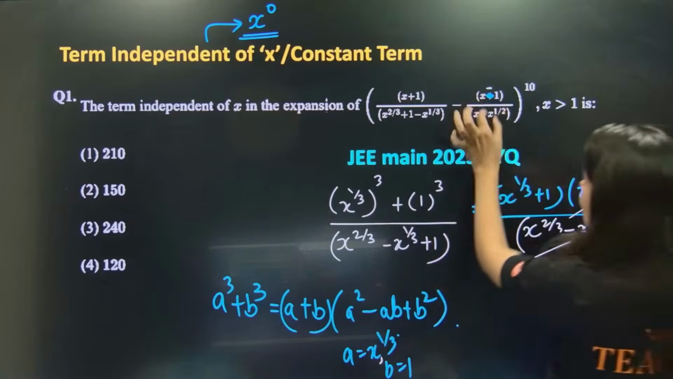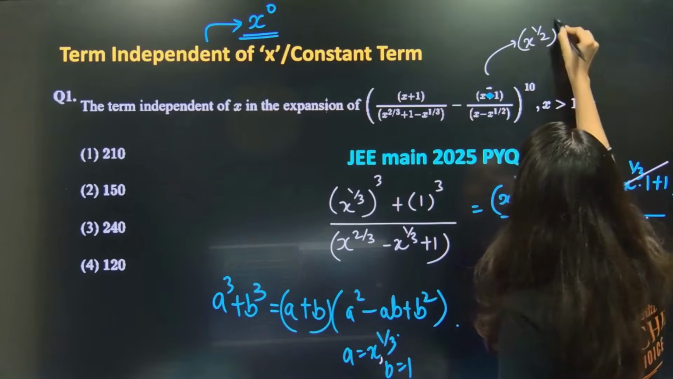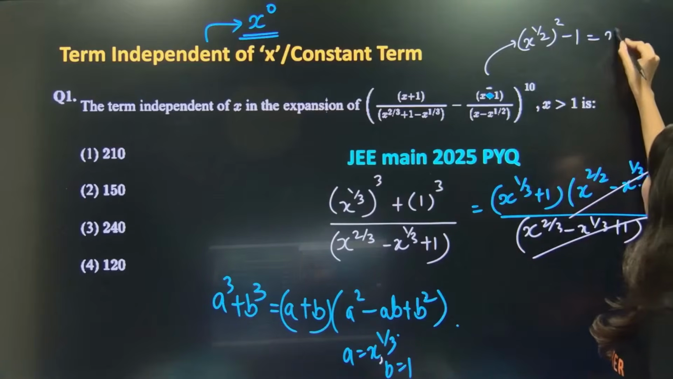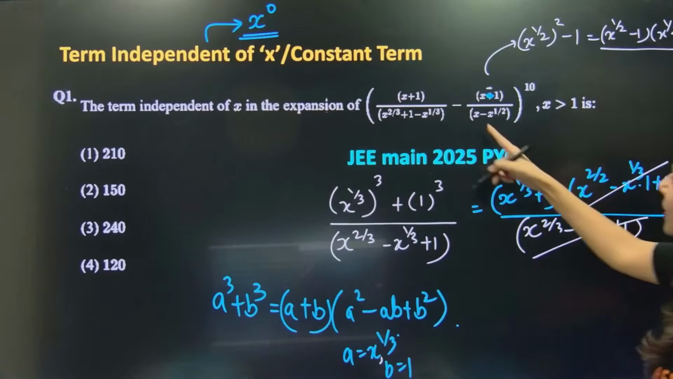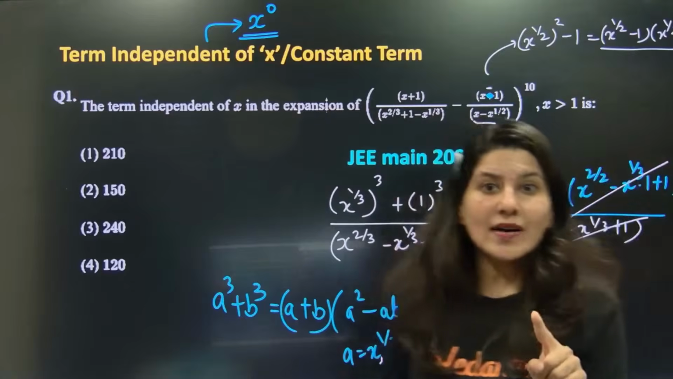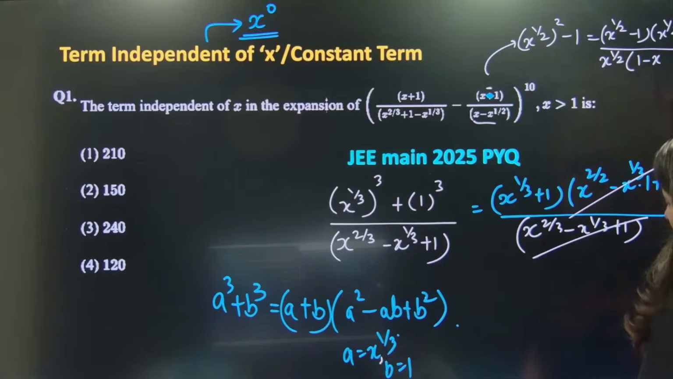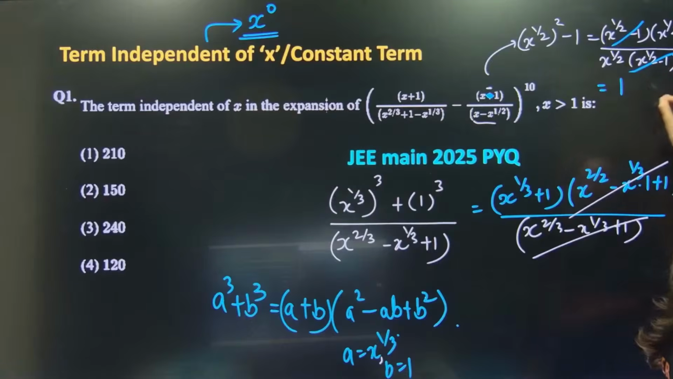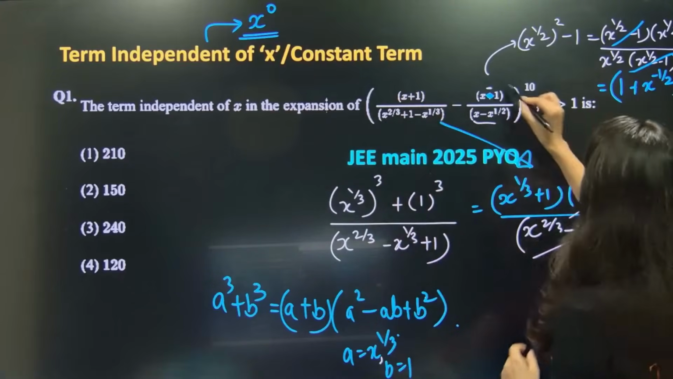And if I talk about this also, so x minus 1 can be written down as what? (x power half) whole square minus 1, a square minus b square. So (x power half minus 1)(x power half plus 1) whole upon, can you see, x minus x power half. I am taking x power half common from here. It will be 1 minus x power minus half. Yes, this is getting cancelled out. So this will become what? 1 plus x power minus half. Okay, so this expression became this, and this expression became this.